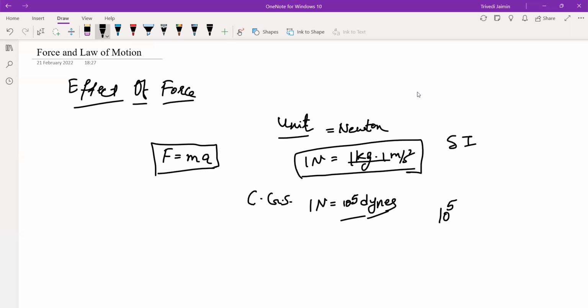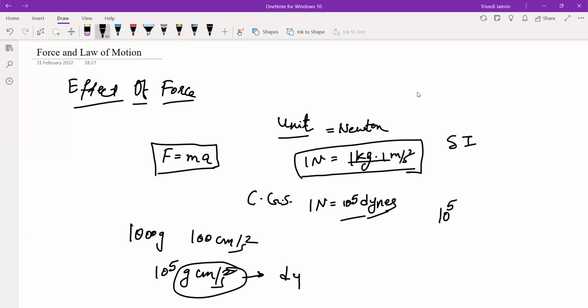Okay. So how did we get this? 1 kilogram means 1000 grams, 1 meter means 100 centimeters. So it is 10 to the power 5 gram centimeter per second square, and this is called dynes.